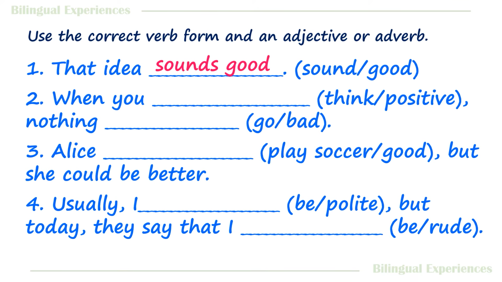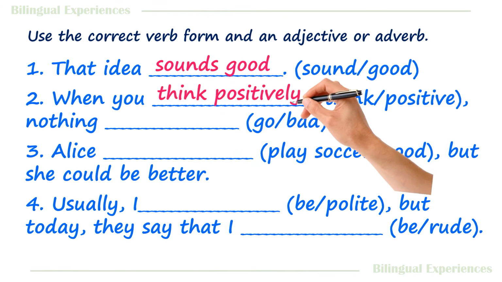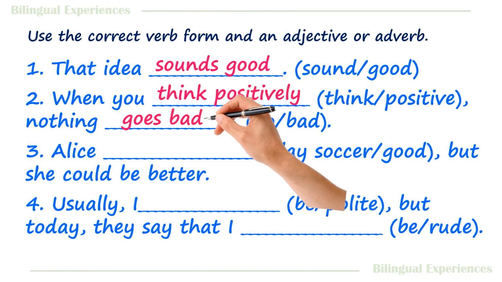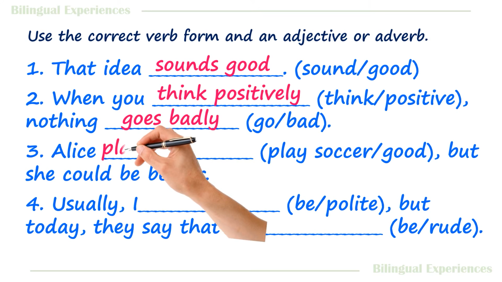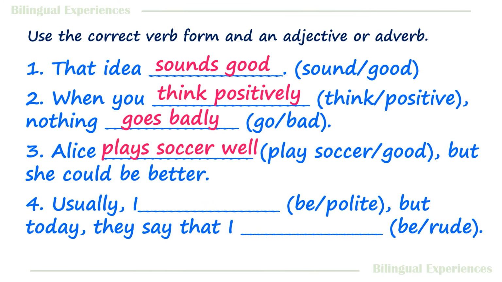Number 2, when you think positive, nothing go bad. So the correct answer would be when you think positively, nothing goes badly. As you can see, we have to use adverbs because the verbs think and go are action verbs in this case. Number 3, Alice plays soccer good or well, but she could be better. Play is an action verb, so we have to use an adverb. And therefore, the sentence will be Alice plays soccer well.